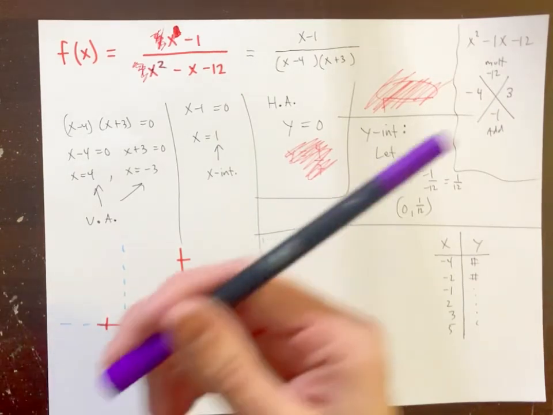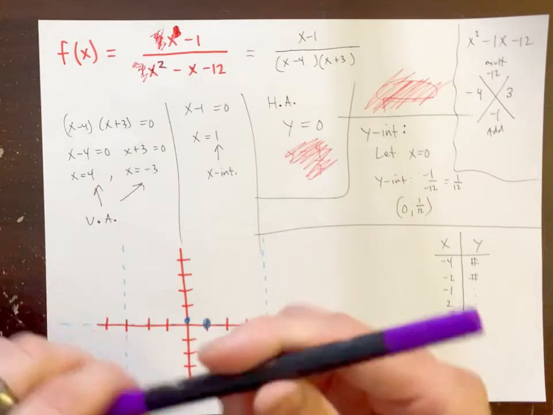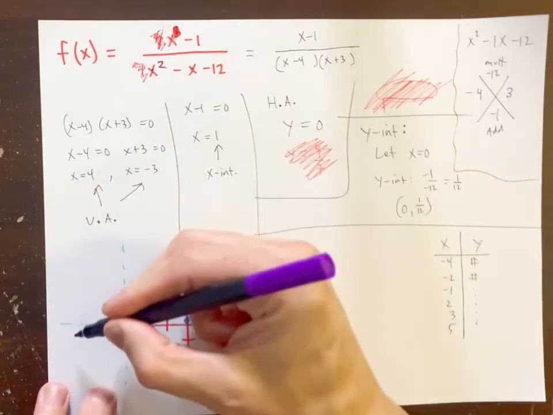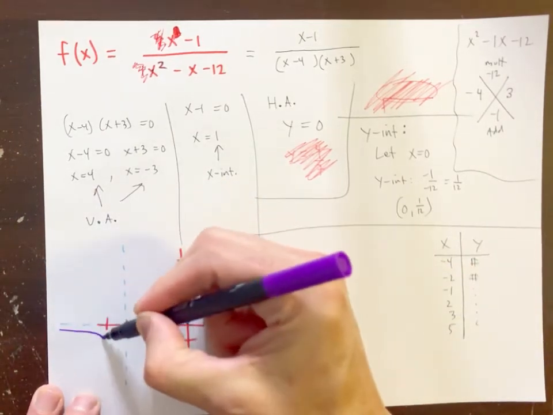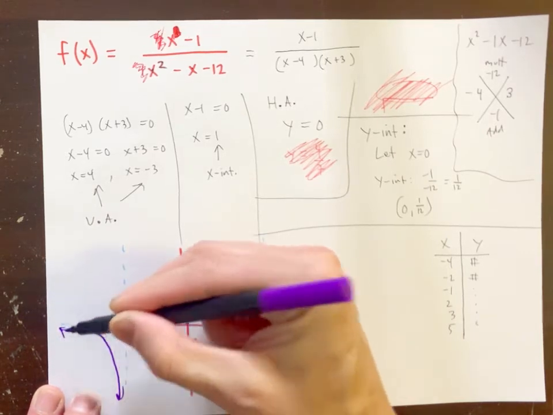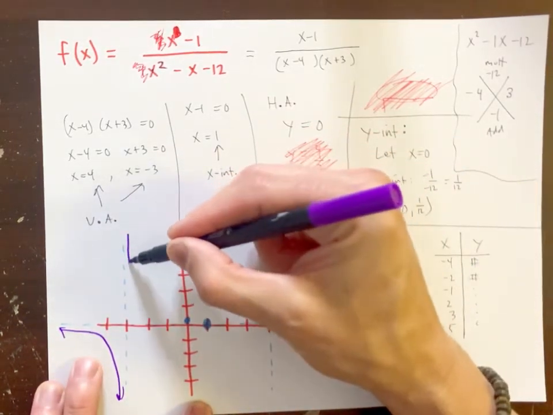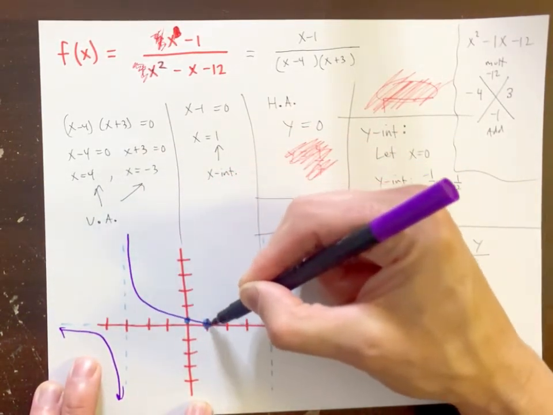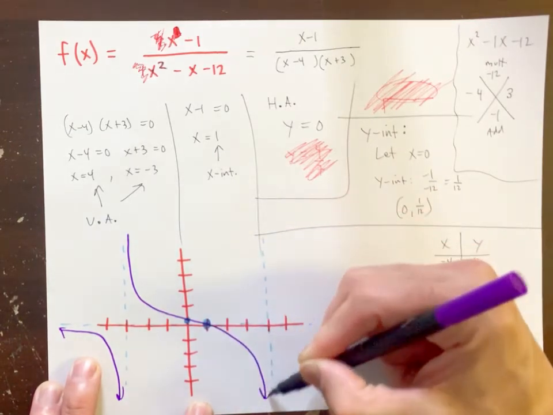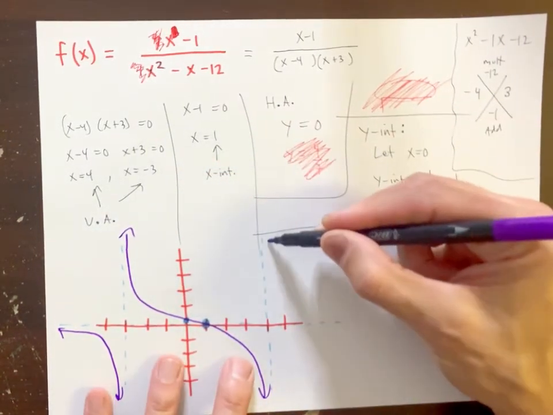And I can tell you here with this purple marker that the graph would look like this. The graph would look like this here. And it would look like this here. Something like that. And then it would look like this right here.